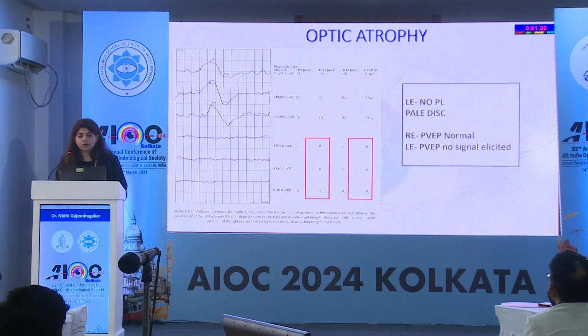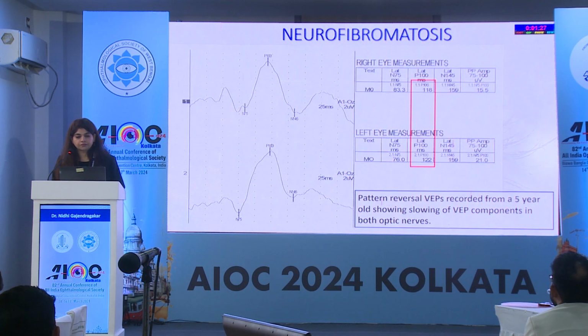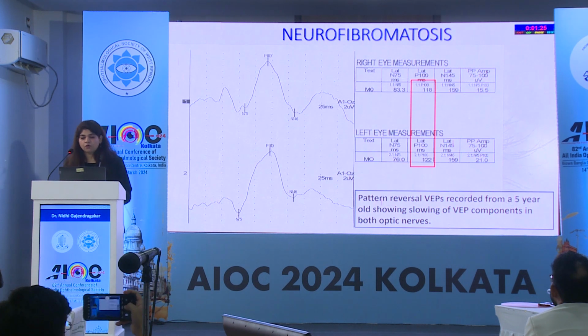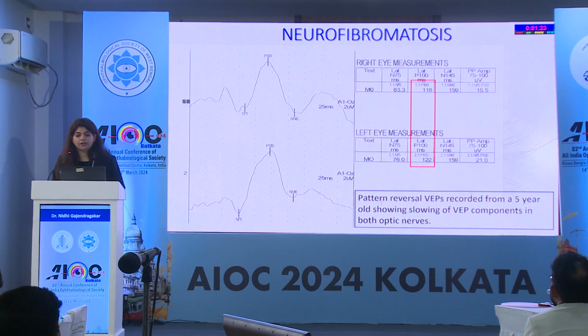This is a case of a patient having optic atrophy with the left eye having no PL. In the left eye, no signal is elicited versus the right eye, which was normal. VEP can also be used to evaluate the prognosis and the progression of cases having optic nerve gliomas and neurofibromatosis. Over time, if you see that the P100 latency actually increases, it indicates compression due to the optic nerve glioma.